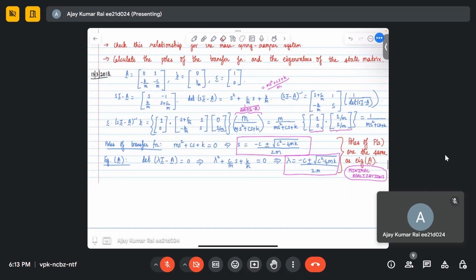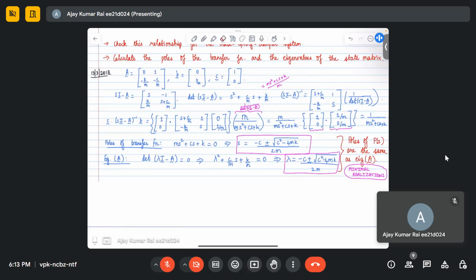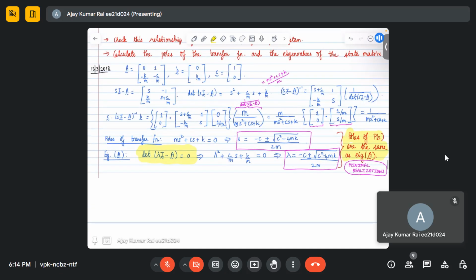Also, one thing to notice here is that the poles of the transfer function are also the eigenvalues. So how to calculate the eigenvalues? This is how you calculate them, and you will see the eigenvalues and the poles are the same. It's already written here: poles of P(s) are the same as eigenvalues of A. So for any matrix, this is how you calculate the eigenvalues. I've just highlighted it here: determinant of lambda I minus A equal to 0. And we know how to get the poles of a transfer function.